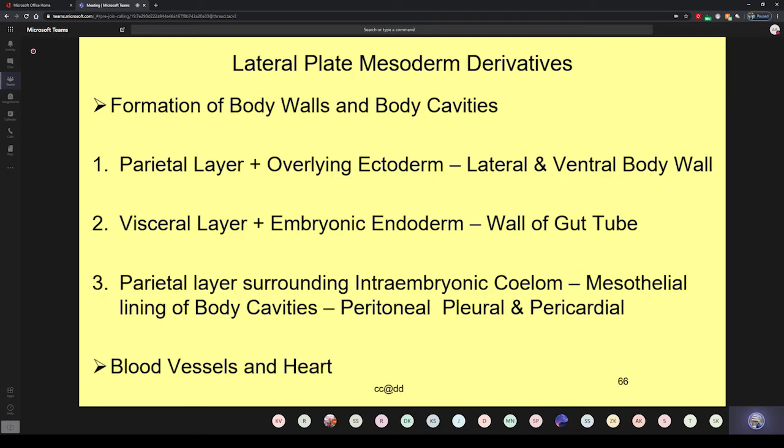Please note, all the gut tubes have a mucosa that is derived from endoderm, whereas their outer stroma, their outer surroundings, is derived from mesoderm. Which mesoderm? Lateral plate mesoderm in the case of a GIT, right? And last but not the least, parietal layer surrounding the intraembryonic coelom. Okay, this also is very important.